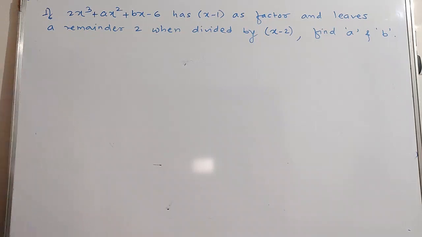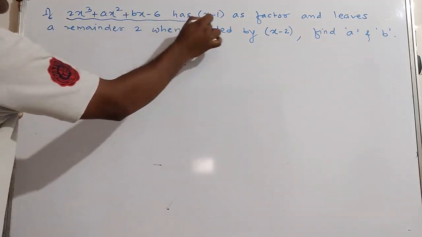If 2x³ + ax² + bx − 6 has x − 1 as a factor and leaves a remainder 2 when divided by x − 2, find the value of a and b. So observe this first statement first.